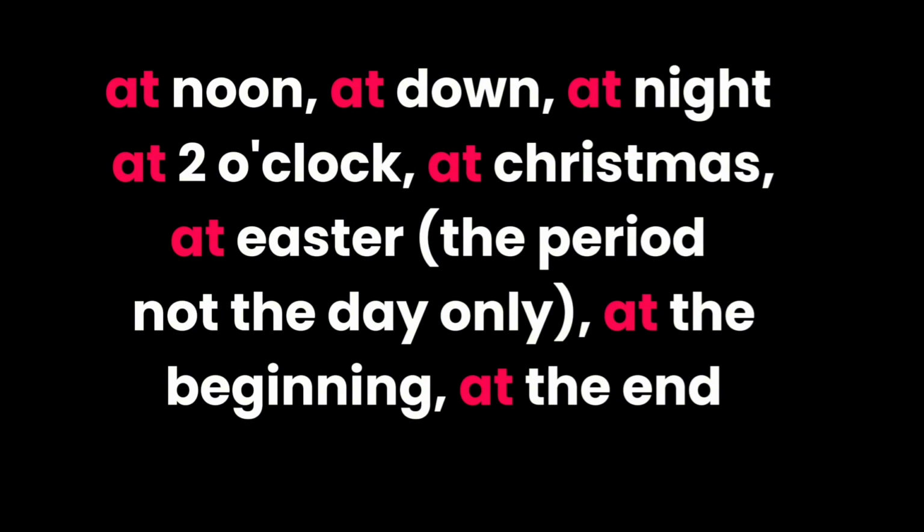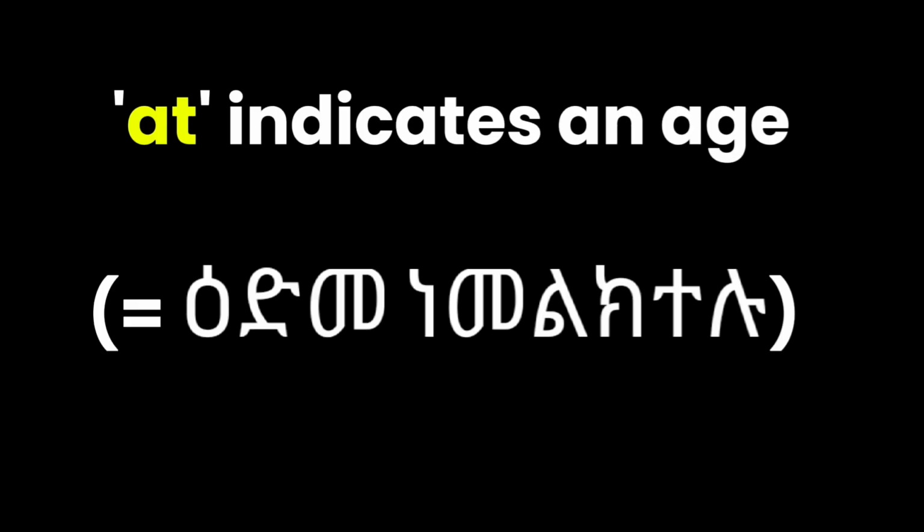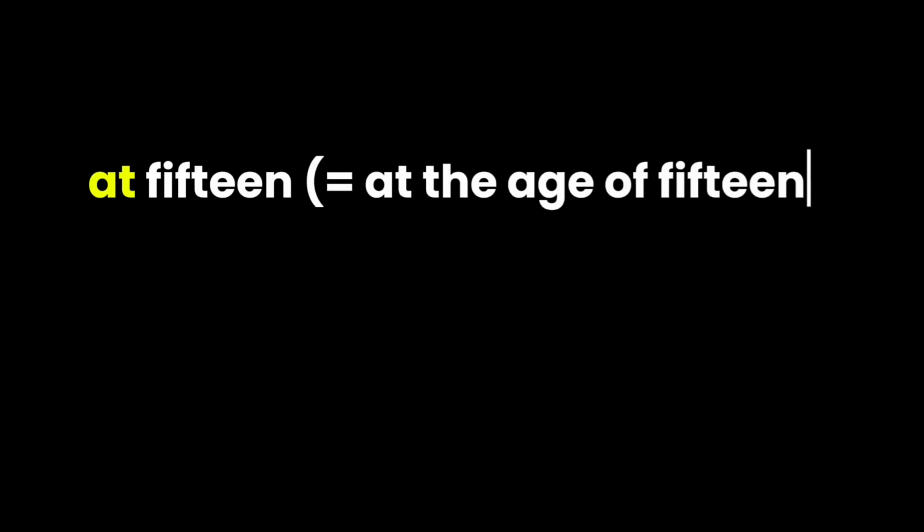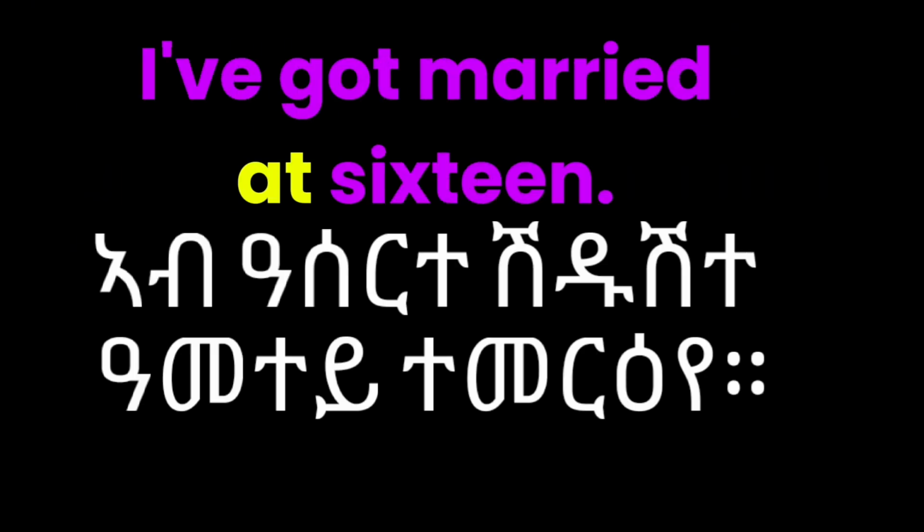At 2 o'clock. At Christmas. At Easter, the period, not the day only. At the beginning. At the end. At last. At first. At midnight, etc. At indicates an age. At 15 means at the age of 15. I got married at 16.